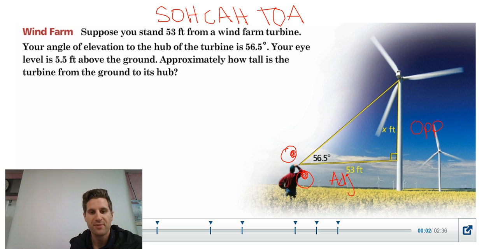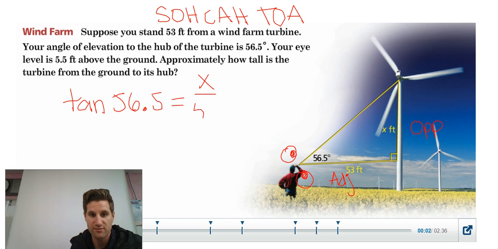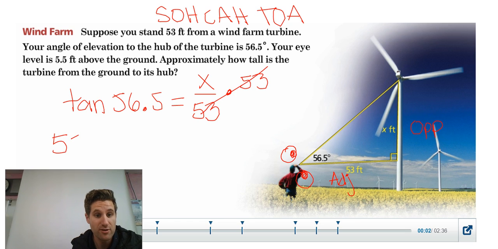So we can go ahead and figure this out. This is not too bad. We get opposite adjacent, that's going to be TOA, so we're going to do the tangent of 56.5 equals opposite X over adjacent 53. Okay, so there it is. So to solve this, we got to get the 53 out of there, so we multiply by 53. That cancels out. Whatever you do to one side, you have to do the other.